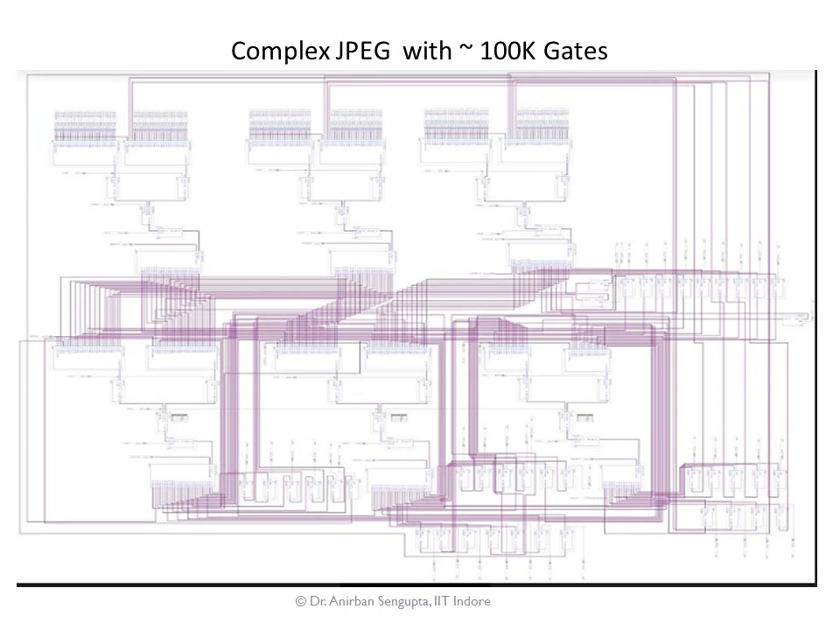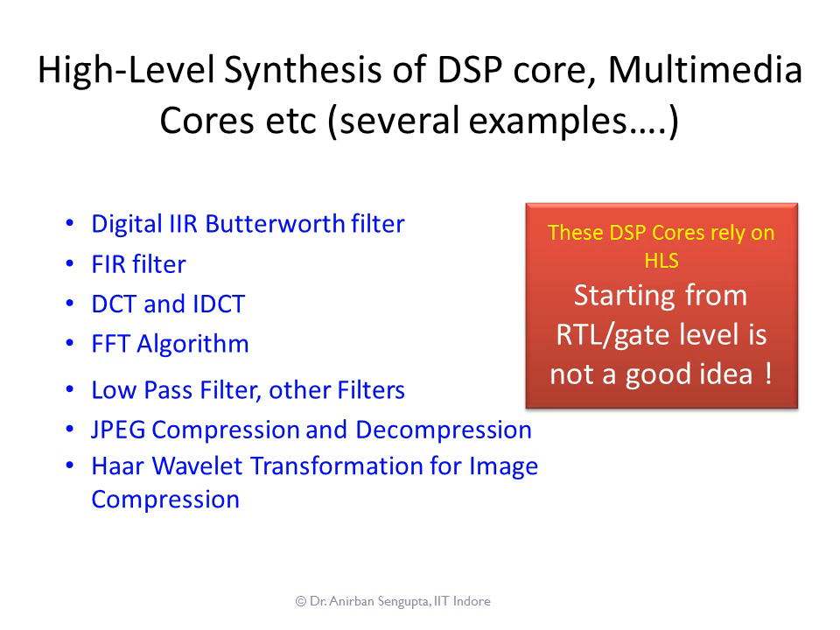Just to give a motivation of how complex a DSP looks, you could see a complex JPEG that we built in our lab. This is a complex JPEG compression-decompression IP that comprises more than 100,000 gates. The design process of these IP cores requires high-level synthesis as a backbone, instead of starting directly from RTL.